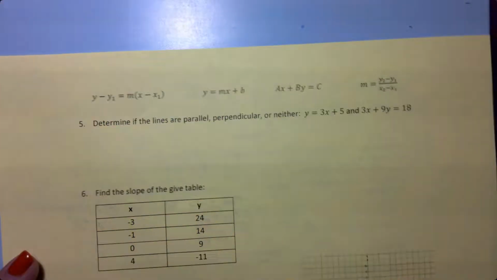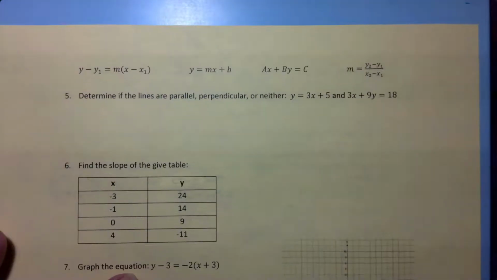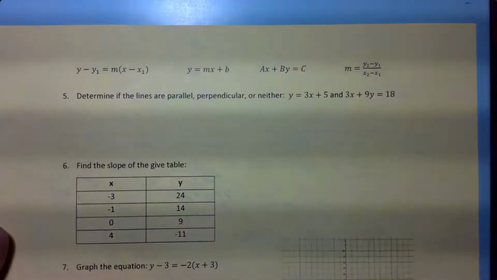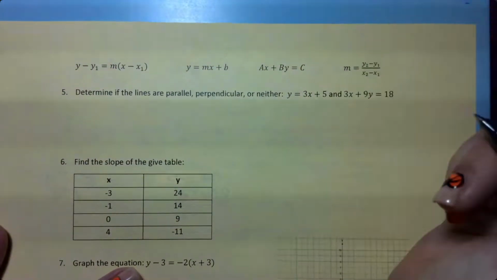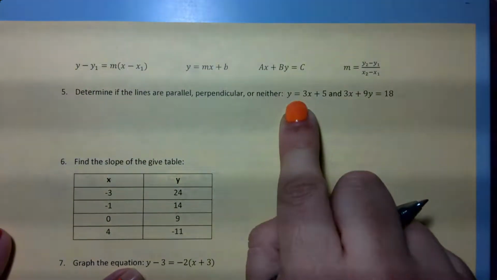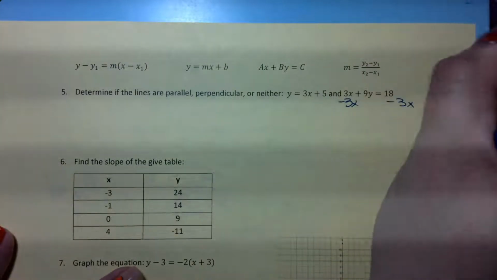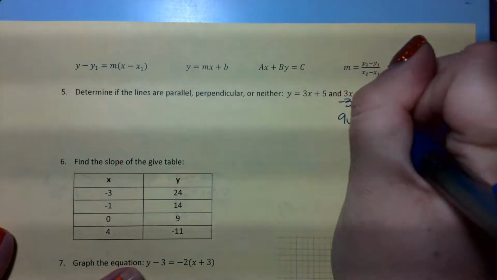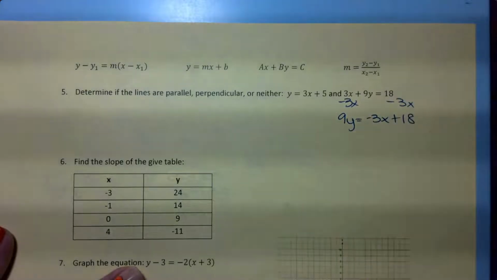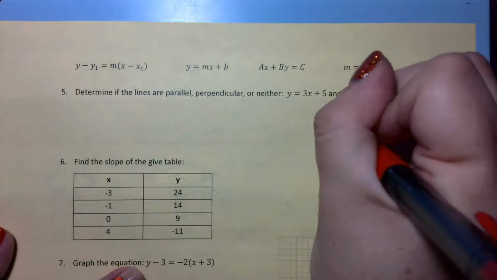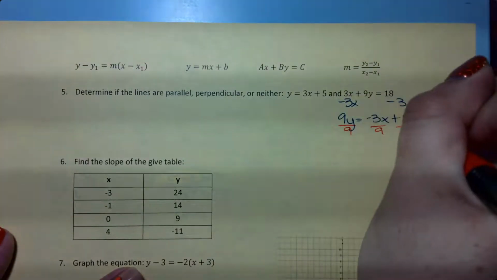Okay, moving on to the back, it wants me to determine if the lines are parallel, perpendicular, or neither. So I need to go ahead and get my equations both in slope-intercept form. This one's already in slope-intercept form, so I'm good there. Over here, I want to start off by subtracting 3x on both sides. I have 9y equals -3x plus 18. I want to divide out that 9 on each of my terms.